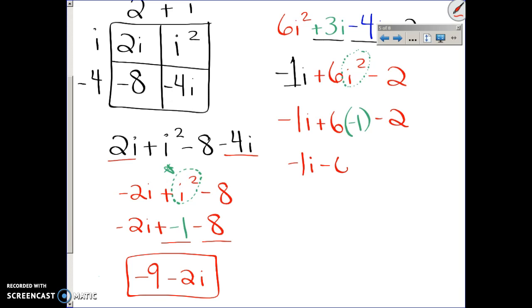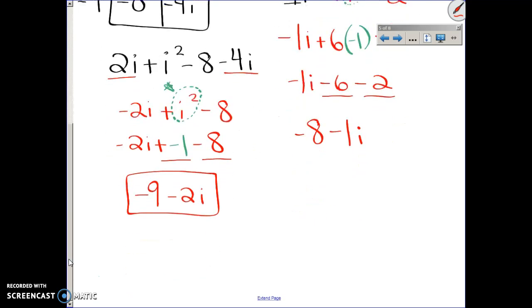So I have negative 1i. Now it's minus 6, because 6 times negative 1 is negative 6. Minus 2. Like terms now are negative 6 and negative 2. Put them together, I get negative 8. And then it's still minus 1i. We talked about previously that I could just simplify it and get rid of the 1.